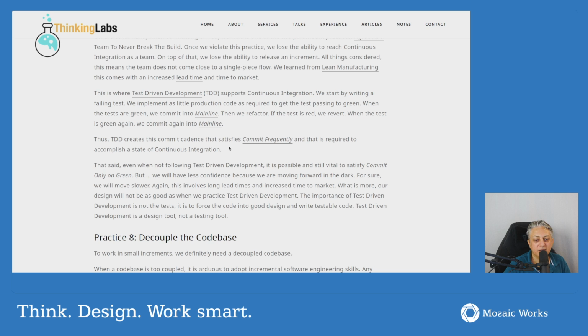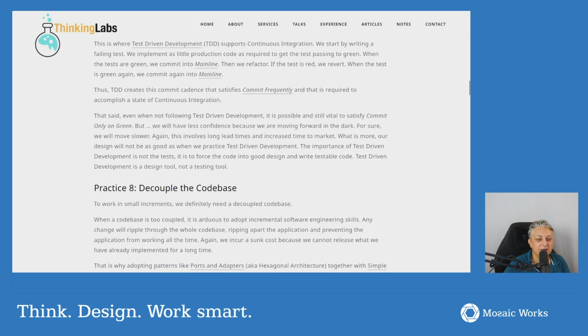The steady decrease in the commit cadence satisfies commit frequently and is required to accomplish a state of continuous integration. That said, even when not following test-driven development, it is possible and still vital to satisfy commit only on green, but we will have less confidence because we are moving forward in the dark. For sure, we will move slower.